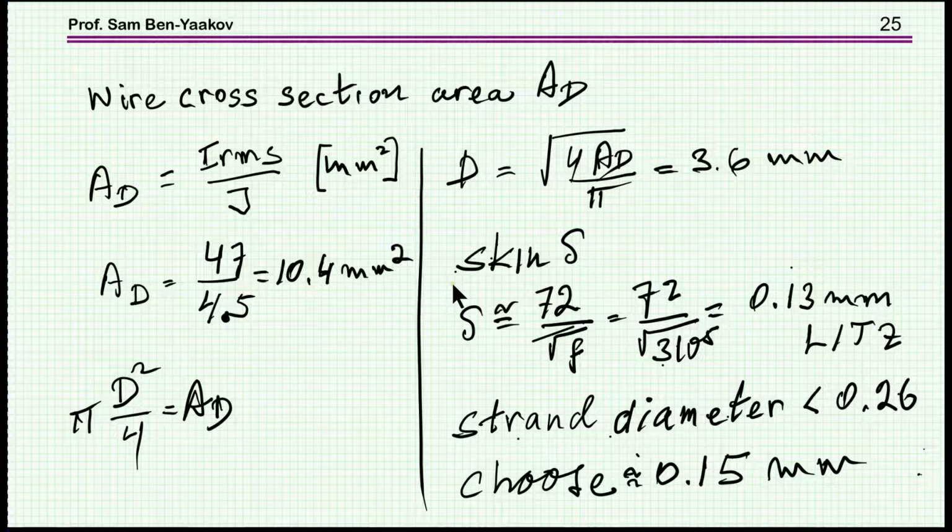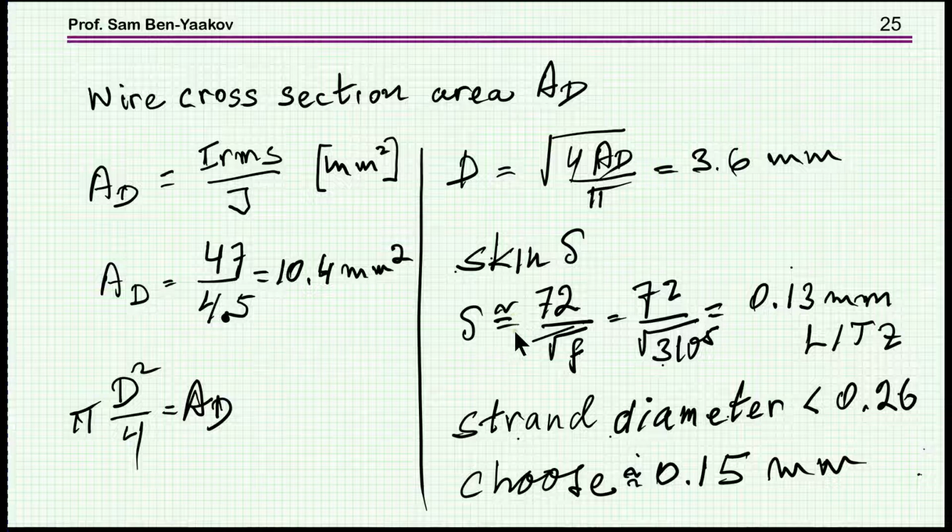So now we go back to the question of the wire. We have decided on a J. We know what the RMS current is, so therefore we can find what the diameter of the wire is, which is 3.6 millimeters that we need. We need 10 millimeters square area for the copper.